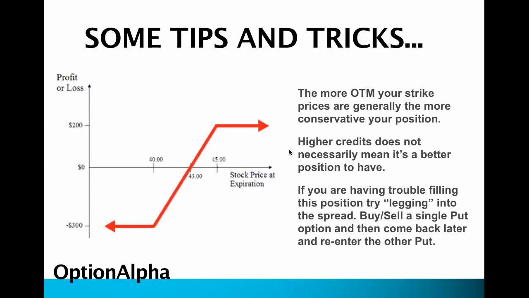Some tips and tricks for bull put spreads, or bull put credit spreads. The more out of the money your strike price is, the more conservative your position. So again, in this example, we sold this strategy right at the money, but you don't have to do that. If the market's trading at 43, you can sell these all the way out, possibly down to 20, 25, in that type of area. Higher credits don't necessarily mean it's a better position to have. Generally speaking, you're going to see an at-the-money position that's basically a 50-50 flip, where you're going to make about the same as you're going to lose. So it's just the same as trading the underlying stock.